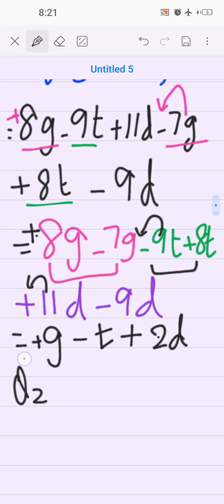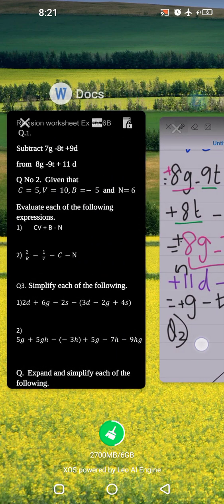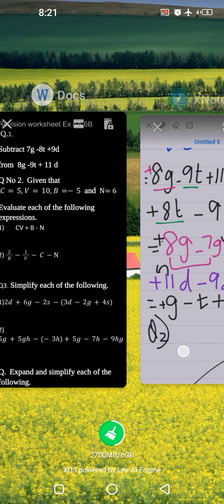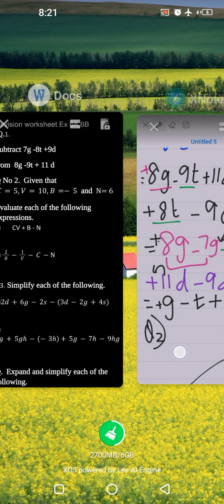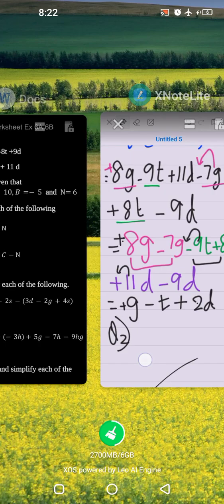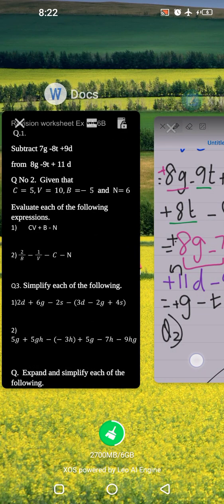Now, question number 2 says what? Let's check question number 1 again. When you're done with your worksheet, you go through it. 8 minus 7, 1g. Minus 9 plus 8, so minus t. 11 minus 9 gives you 2d. Now, given that c equals 5, v equals 10, b equals negative 5, and n equals 6, we evaluate the expression.